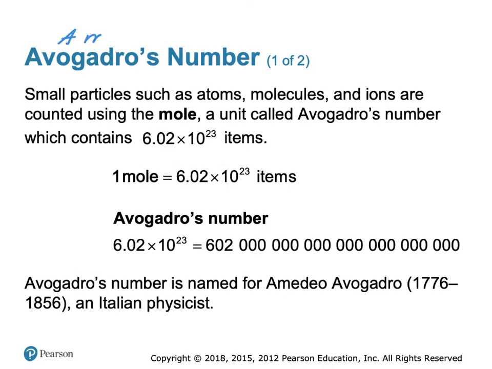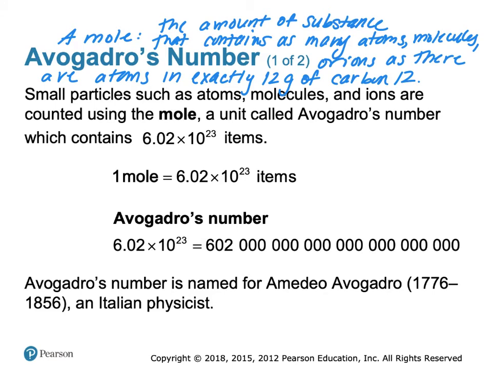So a mole is the amount of substance that contains as many atoms, molecules, or ions as there are atoms in exactly 12 grams of carbon-12. The important point here is that whether we are dealing with a mole of iron atoms, a mole of methane molecules, or a mole of sodium ions, a mole always contains the same number of formula units. The number of formula units in a mole is called Avogadro's number.